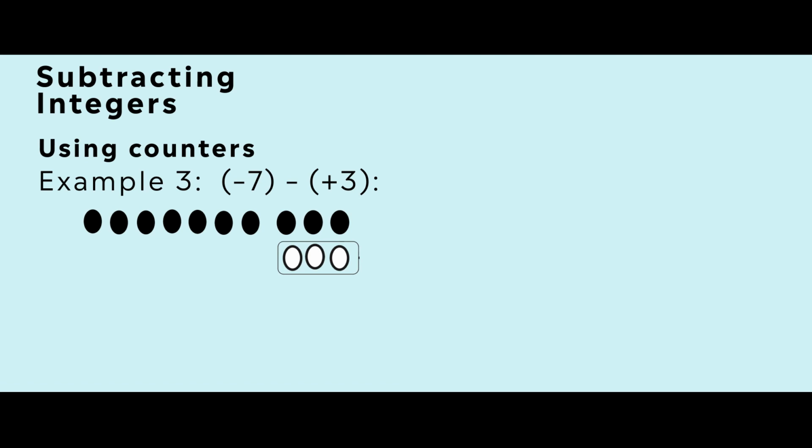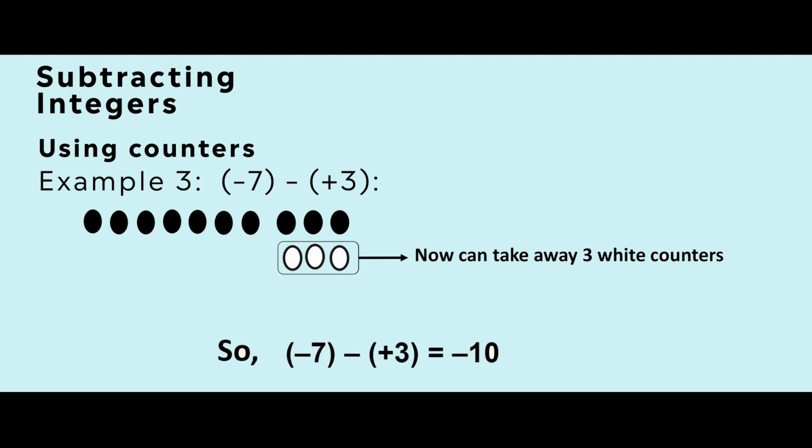So now as you already have 3 white counters which is worth positive 3, now you can take away positive 3 from negative 7. So you take away positive 3 from negative 7. Now how many black counters can you see there? Yes, you can see 10 black counters. Then you can see when you subtract negative 7 minus positive 3, our answer is negative 10.